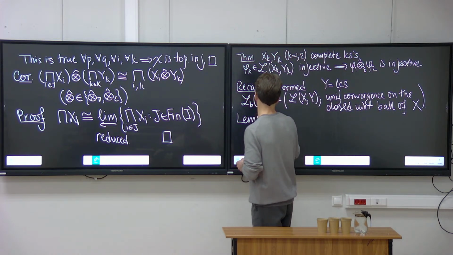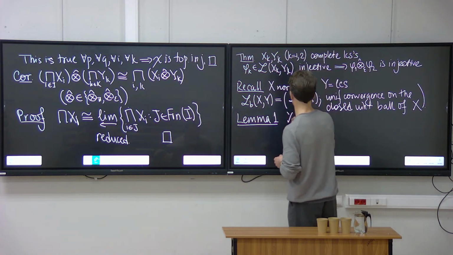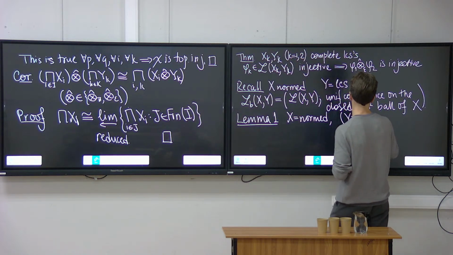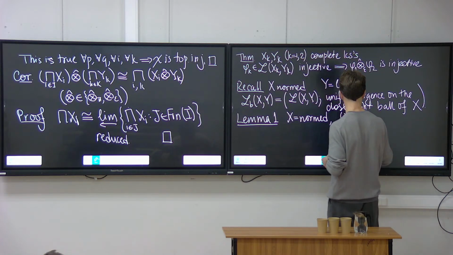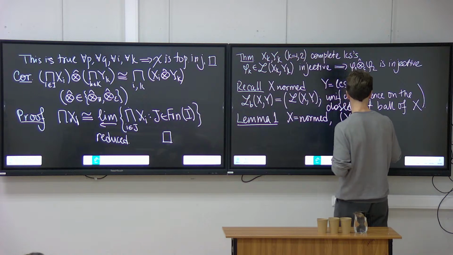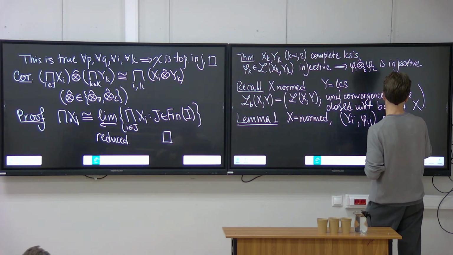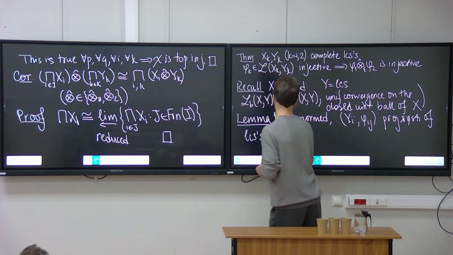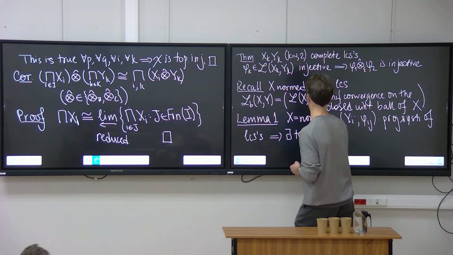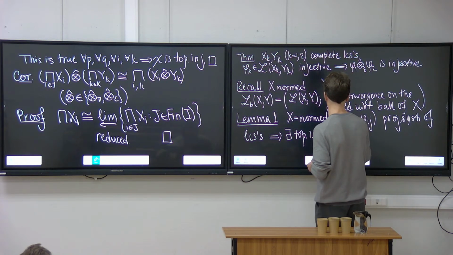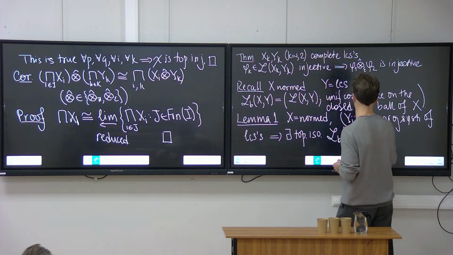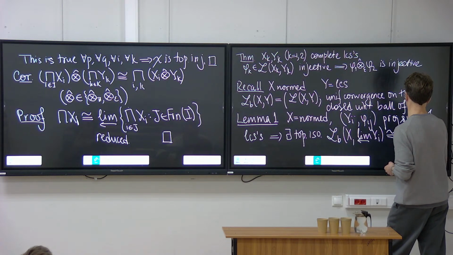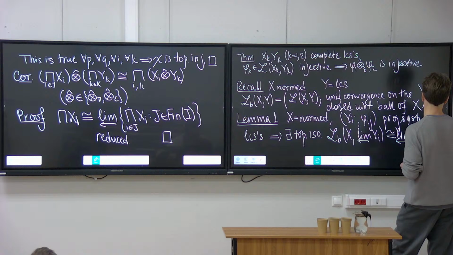Number one, if X is a normed space, and if we have a projective system of locally convex spaces Y_i, then we have the following topological isomorphism. There exists a topological isomorphism between the space L_B from X to the projective limit of the spaces Y_i and the projective limit of the spaces of linear operators from X to Y_i.